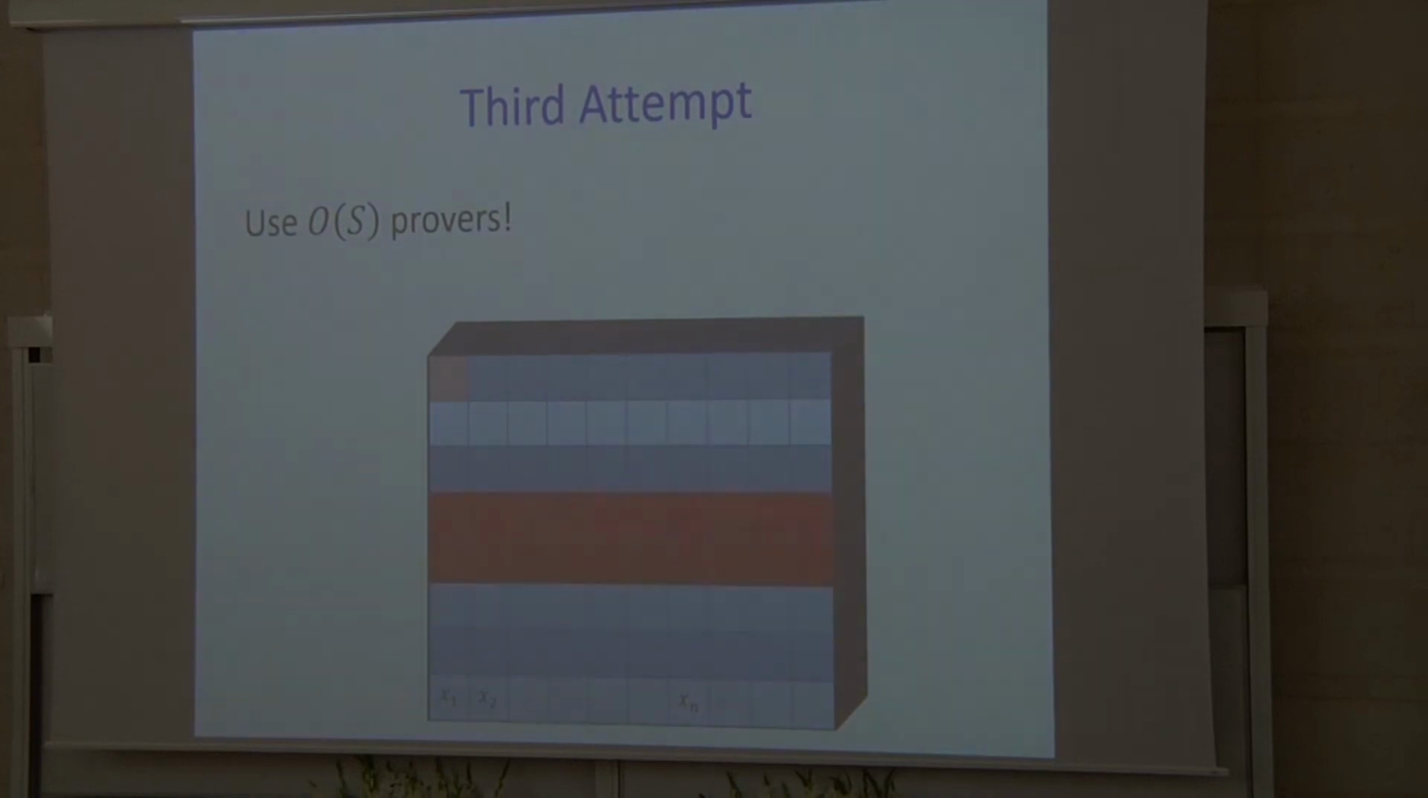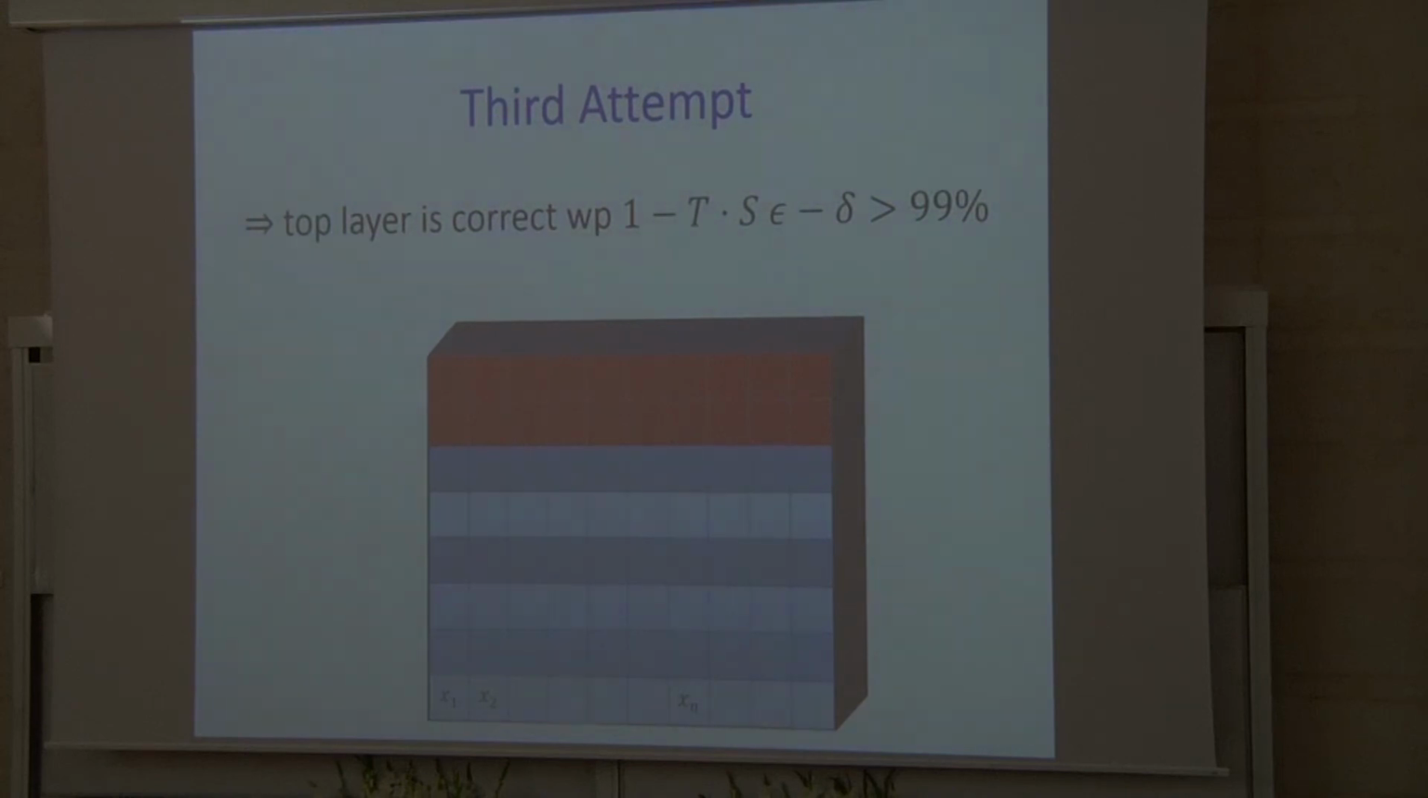Okay, we can keep on doing this argument, going up and up. What we'll get is that the top layer is correct with probability 1 minus t times s times epsilon. T is, remember, the height of the table. So you're doing a union bound over the pairs of rows? Yeah, but each time over just a pair, not over the entire tableau.